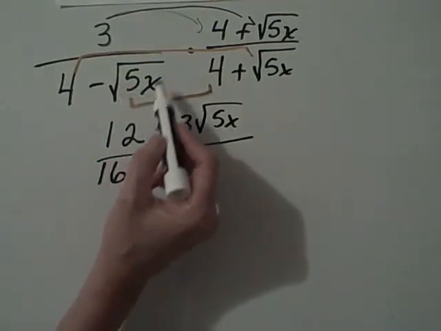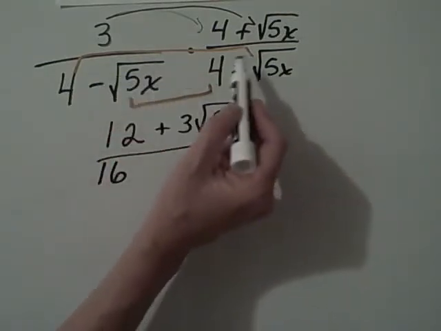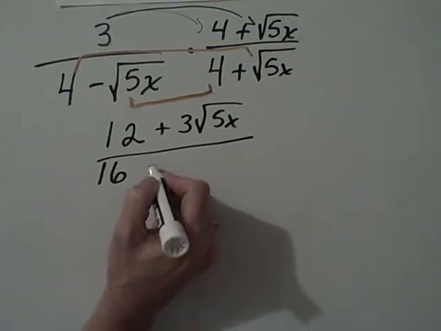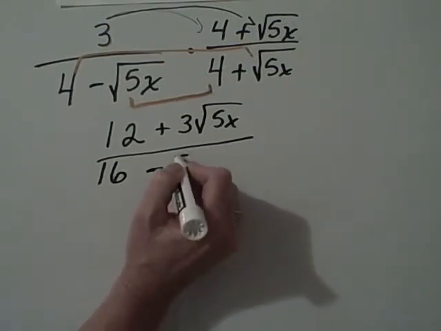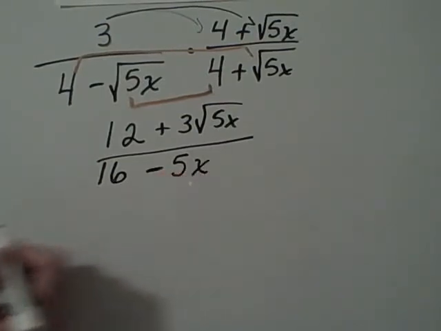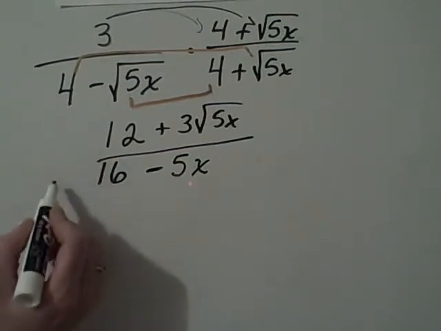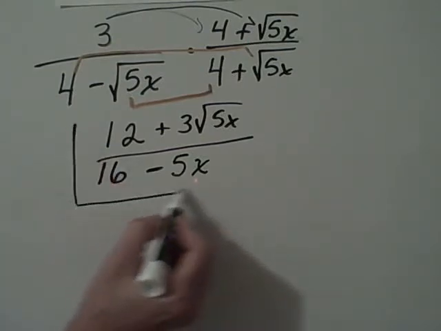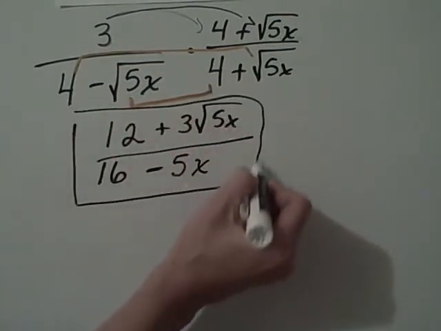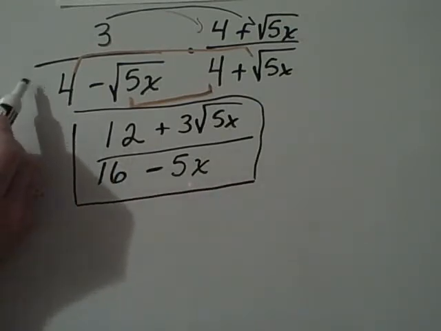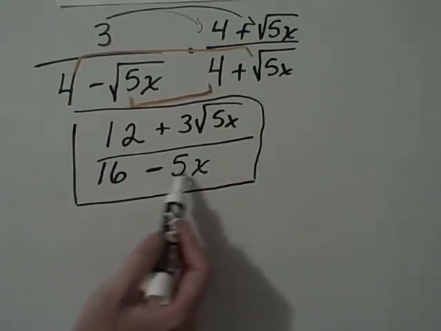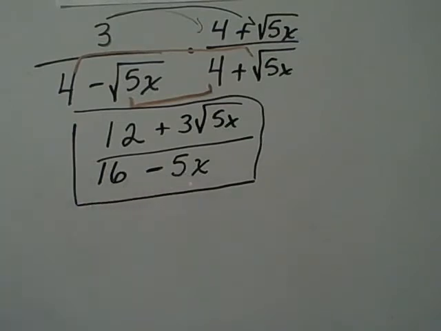Then finally we're going to multiply the negative square root of 5x times the positive square root of 5x, and we're going to get minus 5x. This gives us a new expression that represents this original one, but now the radical is no longer in the denominator.